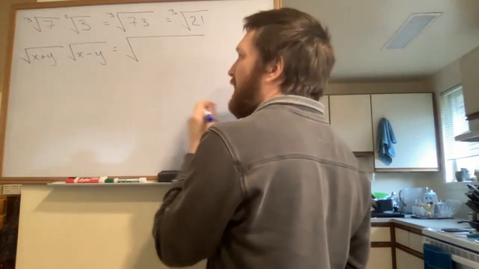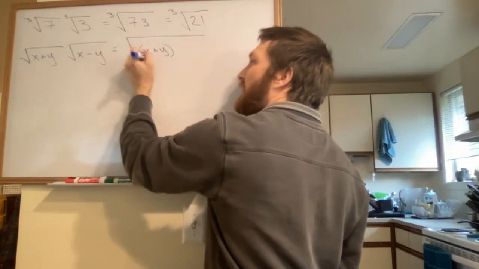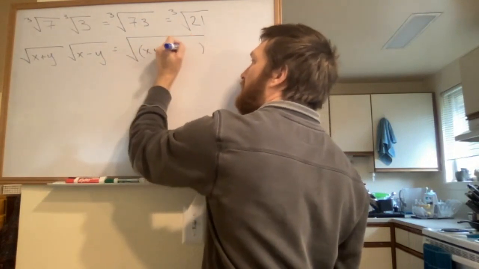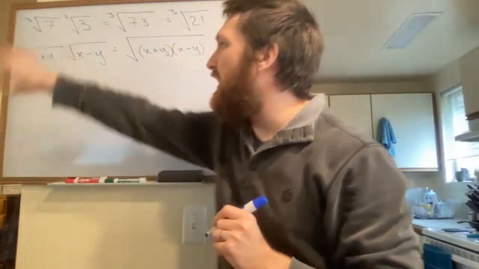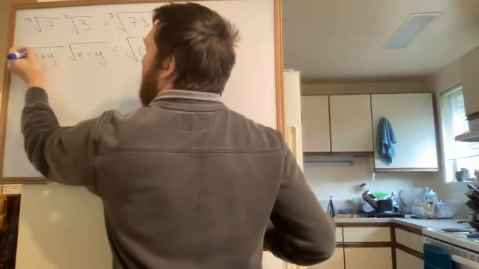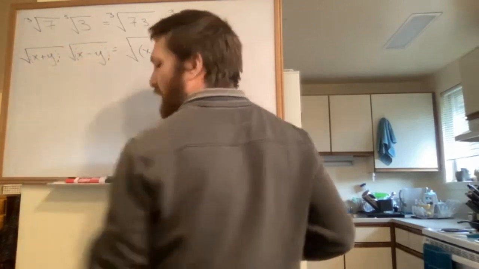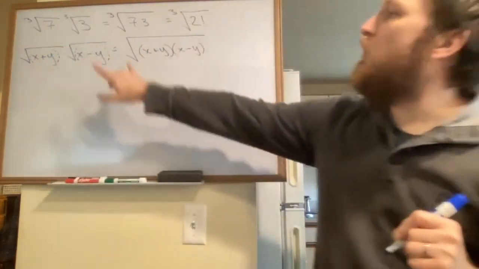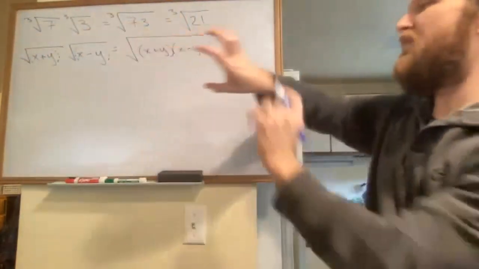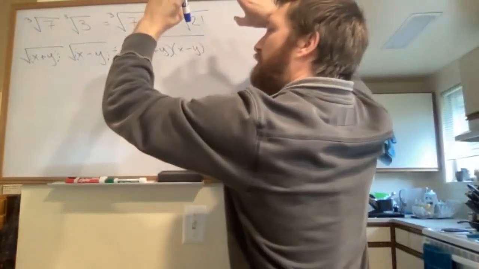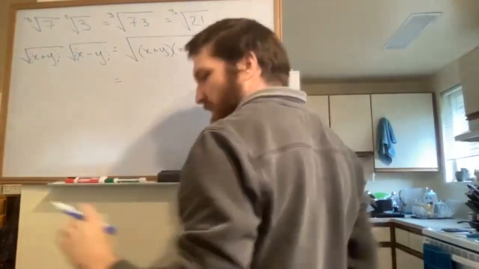X plus y times x minus y. Yes, and whenever we do that, we have to make parentheses our best friends. They are our best friends and we must treat them as such. So whenever you see something in a root, think about it in your head as having parentheses around it. And so when we multiply an expression under a root times an expression under a root, we think about them as in parentheses.